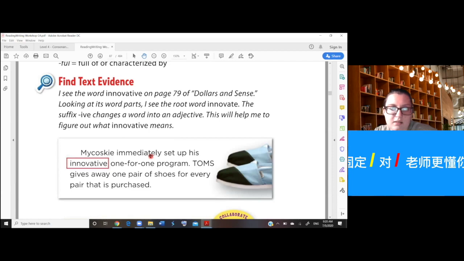Let's see. Do you know unicycle? Bicycle.